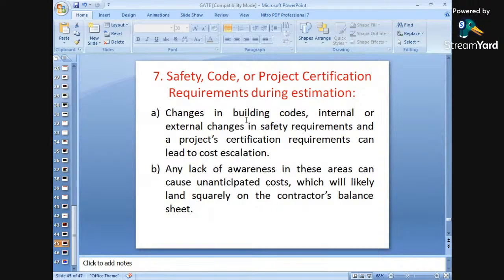Again, considering safety codes or provisions, when we are following some safety codes or some certifications are required, and various clauses related with safety must be considered, any lack of awareness in these areas can cause an unanticipated cost. During construction of a project, an extra amount will be required if there is an injury, or during carrying out a particular type of activity. So when we are following safety codes or safety provisions related with construction of a project, this will increase the cost, and cost escalation will be considered while carrying out the safety codes.